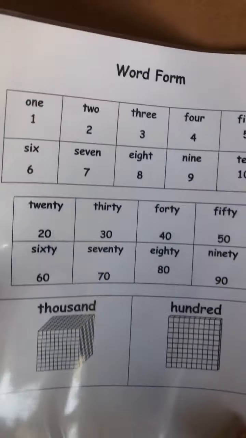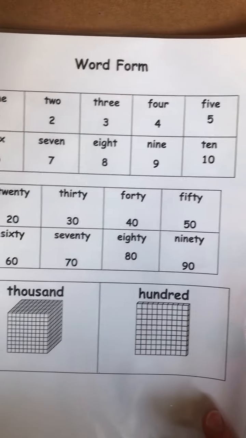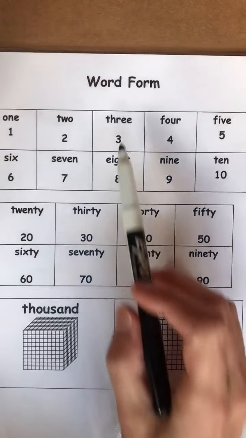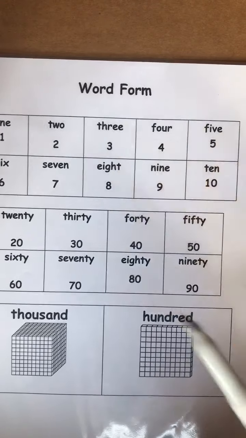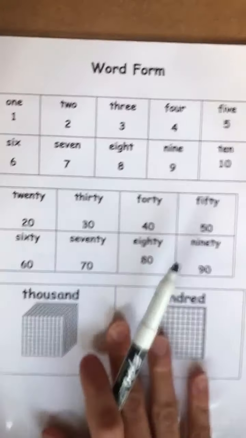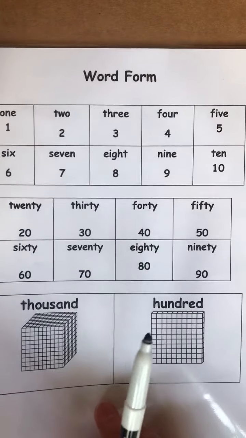I have a word form reference page for you. So you would find 348. So you can pause the video and use this visual to help you write 348 in word form. When you're ready, press play and we'll look at 7.